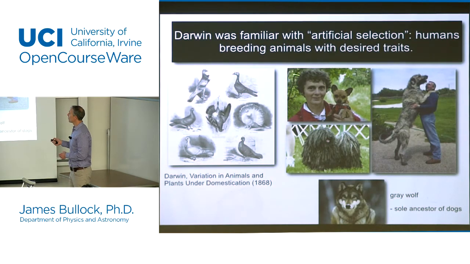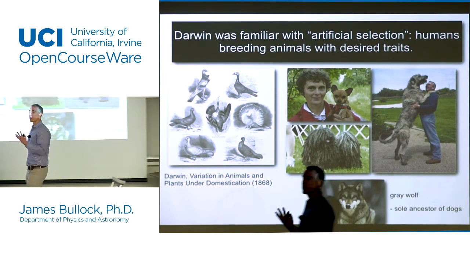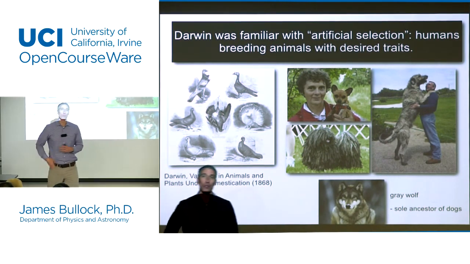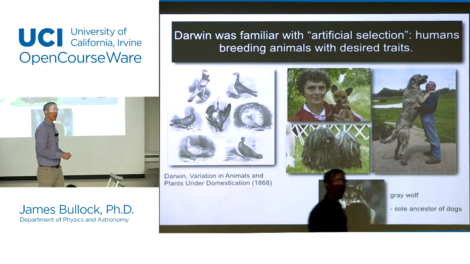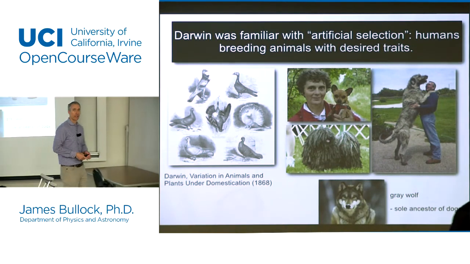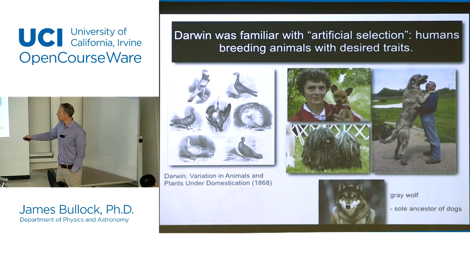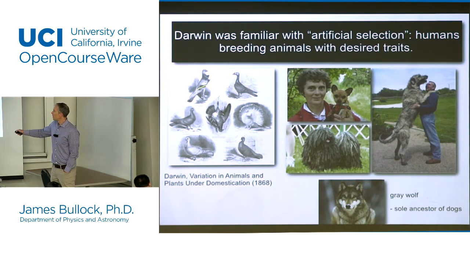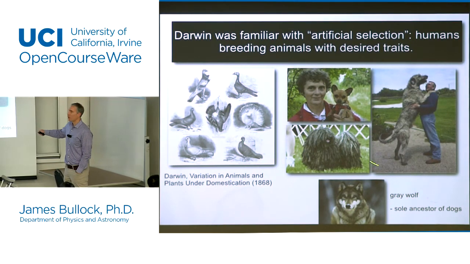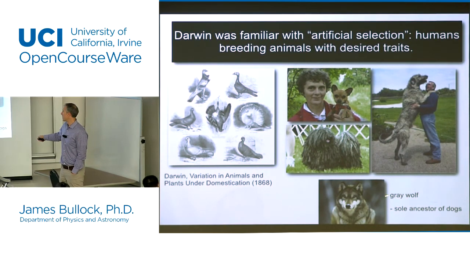Now, Darwin knew, for example, about artificial selection. People have been doing this for thousands of years. You can breed animals for favorable traits, and their offspring will be more like that, right? These are sketches from Darwin, sort of thinking about variations of animals. But a more familiar case is the dogs that we have all around us today. All dogs have a single sole ancestor, which is the gray wolf.